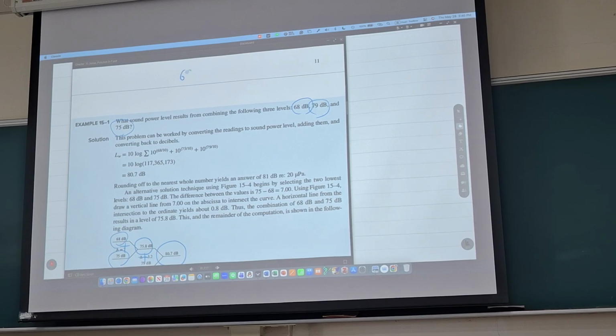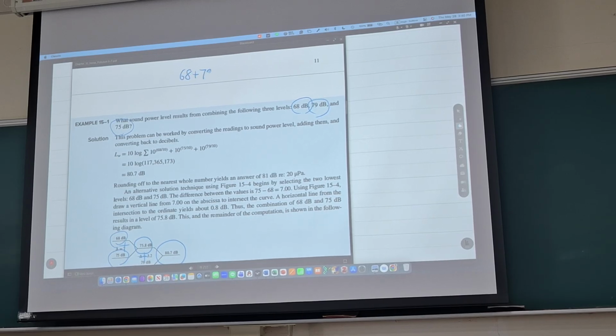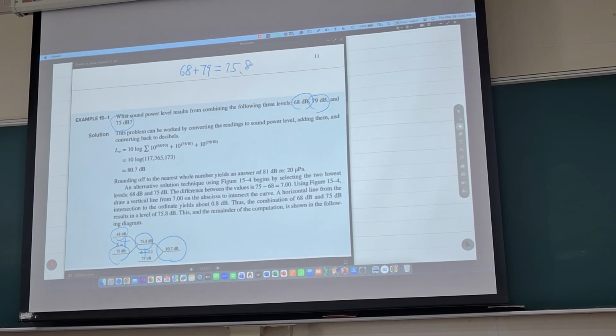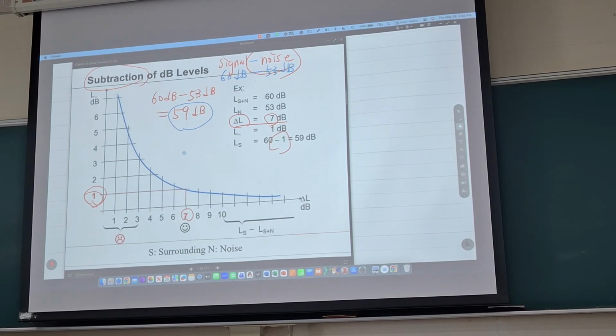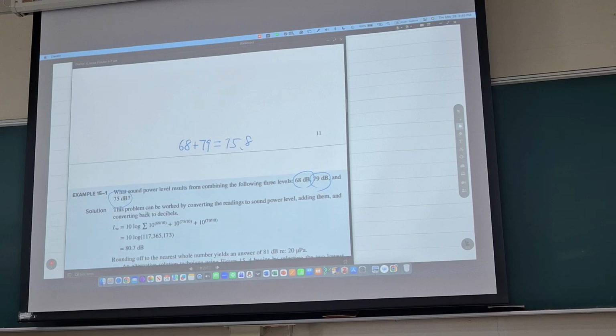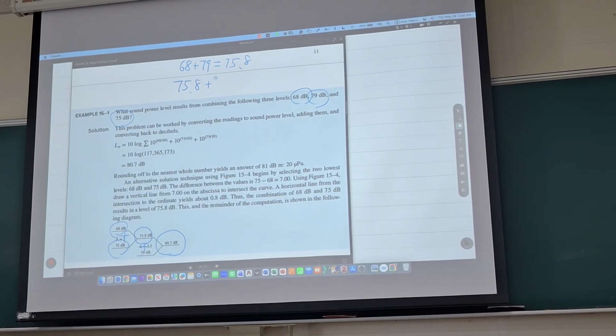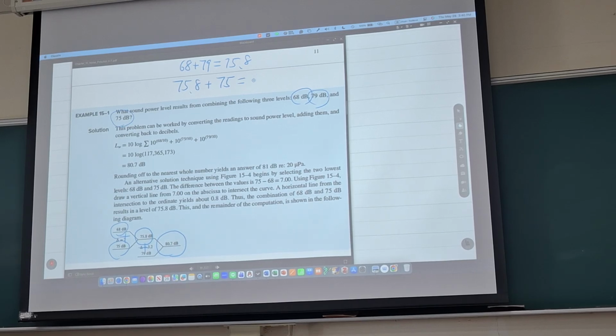Or you can add 68 plus 69 first. These two become 65.8 from this graph, right? I will provide this graph to you. And then 65.8 plus 65, then this becomes, oh, I'm sorry, 65.9 plus 69, then this becomes 80.7.